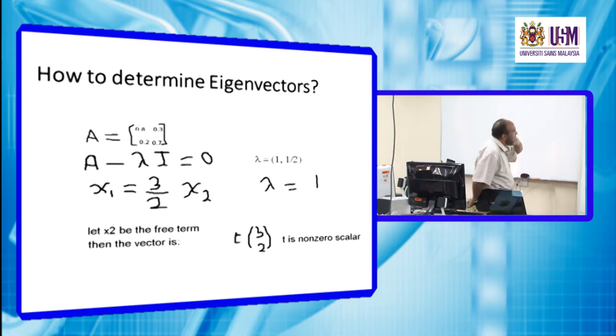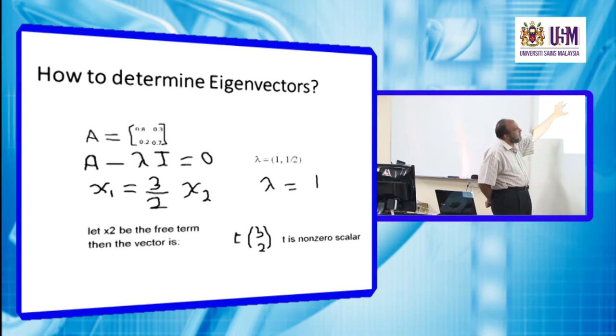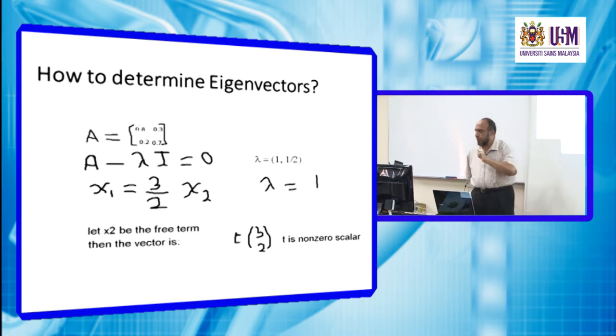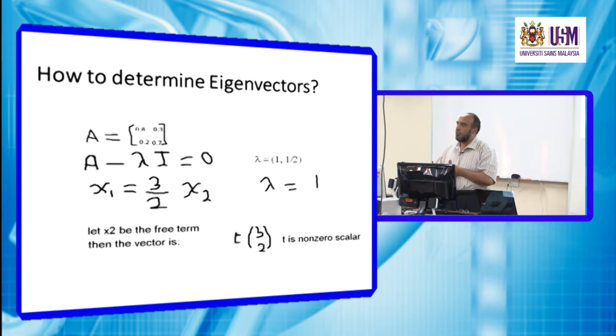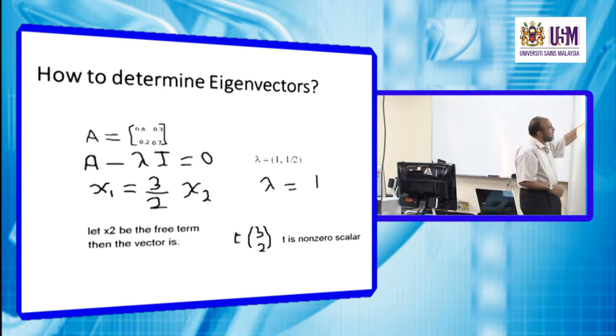How to determine the eigenvector from this relation? As a matter of fact, we spoke yesterday about the solution of a system of algebraic equations. We have three main categories. The first one is to get a unique solution. The second one is to get multi-solution, many solutions, an infinite number of solutions. The third one is to have no solutions at all. So we end up with this relation.